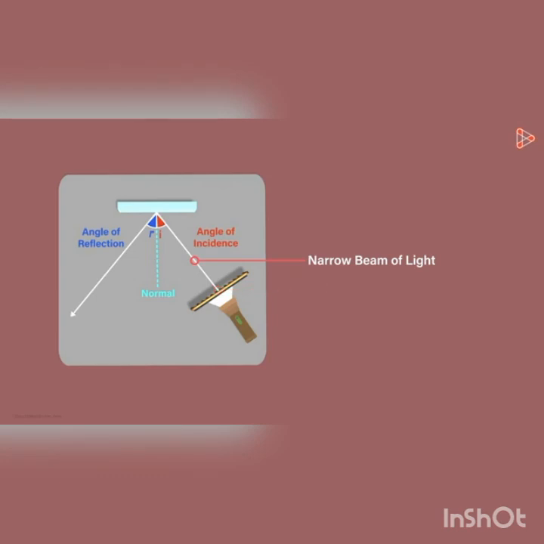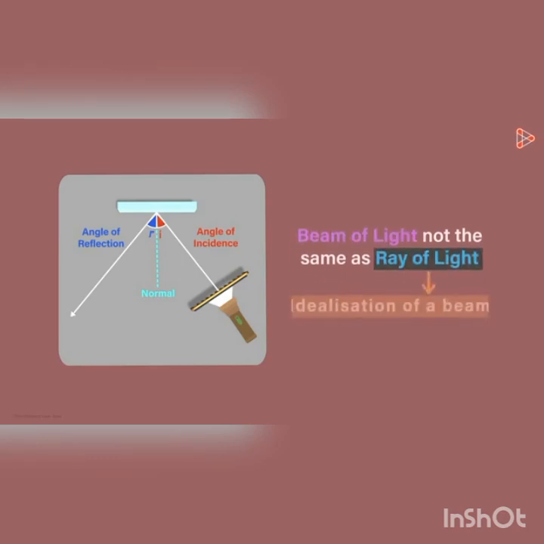Also, one more thing that we need to keep in mind is that the beam of light is different from the ray of light. For example, in this experiment, the light you see is a beam of light. A ray of light is simply an idealization of a beam. We can see a beam, but we cannot see a ray of light. However, at this stage, we can think of ray of light as a narrow beam of light. And we will call this narrow beam a ray of light.